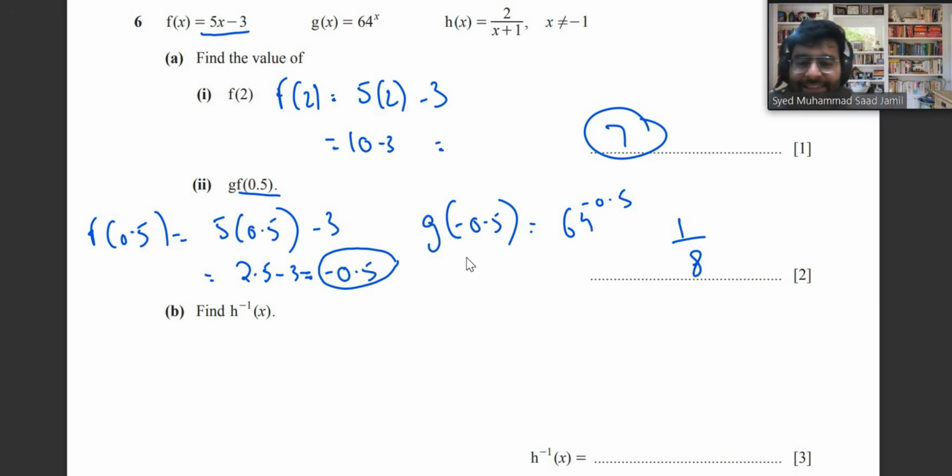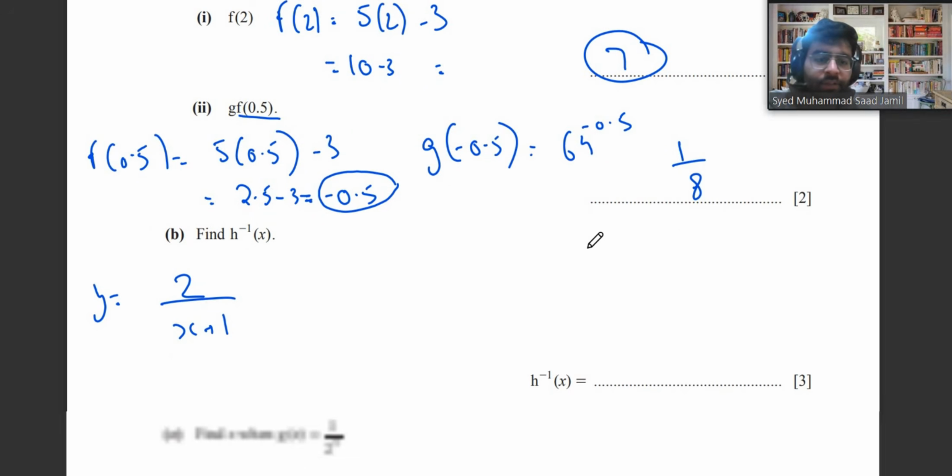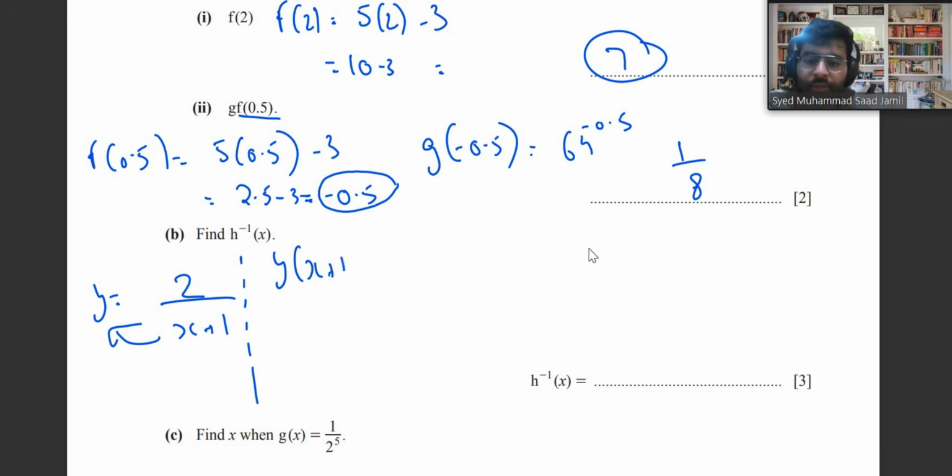But anyways, find h inverse x. So you will say y is equal to 2 upon x plus 1. By the way, if you find functions difficult, there are some videos on my channel. Just search functions, you will find those videos. x plus 1 will go up there and multiply. So x plus 1 multiplied by y is equal to 2. yx plus y is equal to 2.